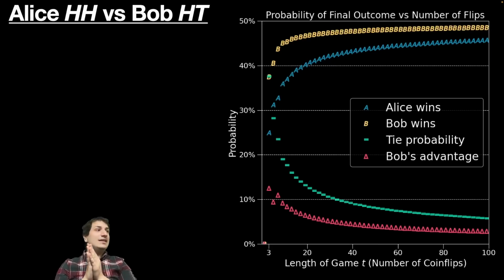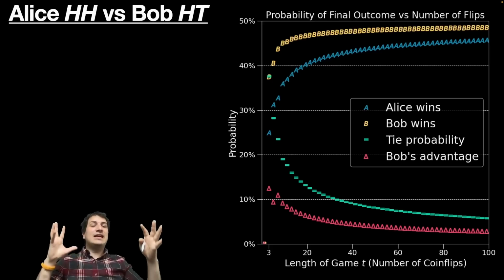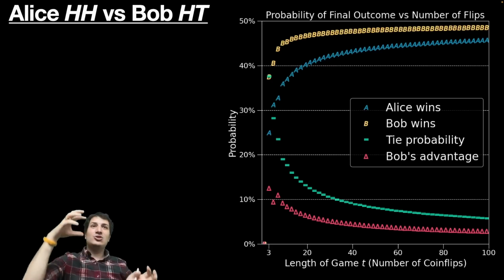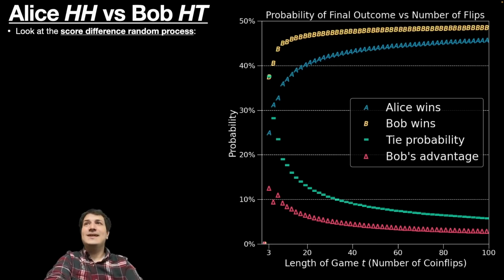The trick is, instead of thinking of coin flips, where in a length 100 game there's 2 to the 100 possible things that could happen with the coin flips, instead, just condense the information you need into just one number and just keep track of that number as you go. And in this Alice-Bob problem, the number that you need is 2 things.